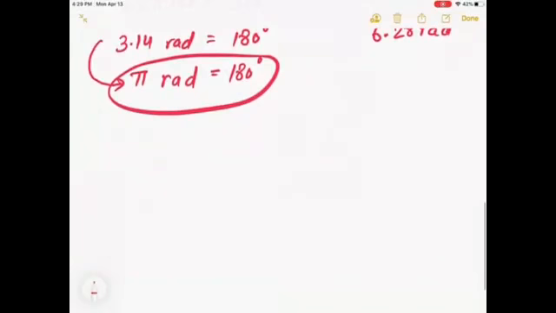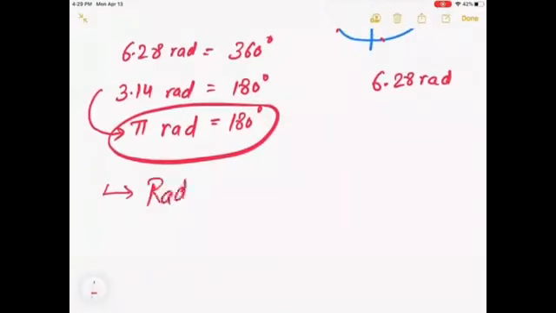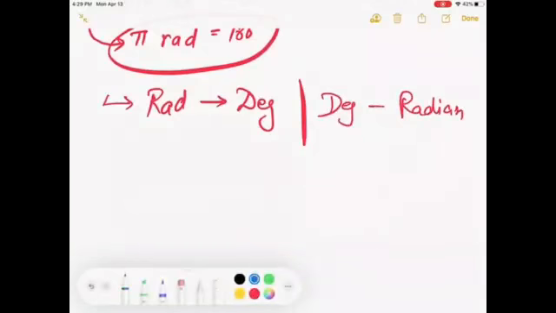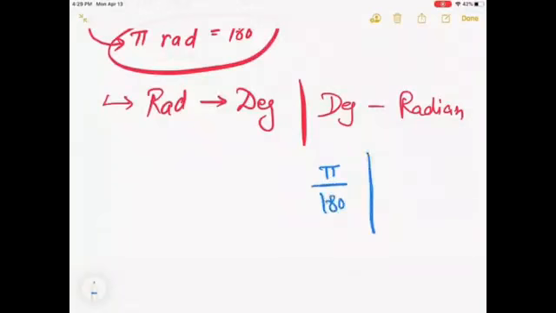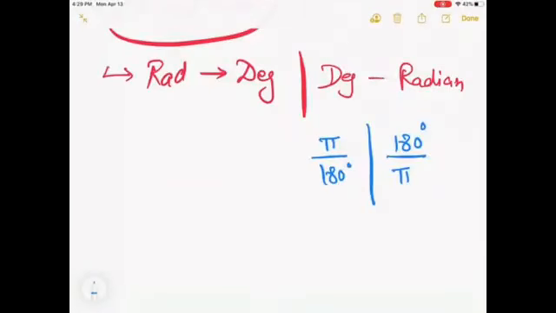Okay, next, how do we do conversion? How do we switch radians into degrees and degrees to radians? Pretty much back and forth. Okay, in order to convert radians to degrees, or vice versa, degrees to radians, here's the clue. Here's the idea. What we do is we multiply. Sometimes we need to multiply by pi over 180. Sometimes we have to do 180 over pi. Okay. Let's try understanding the logic. Which one works for what type?